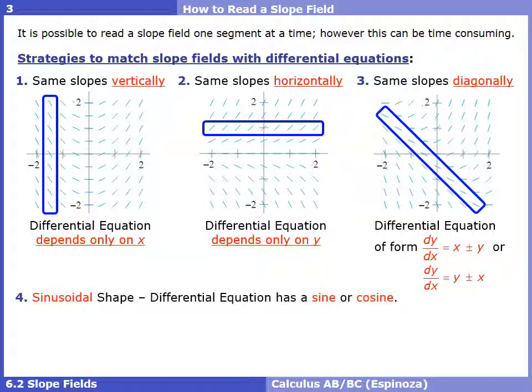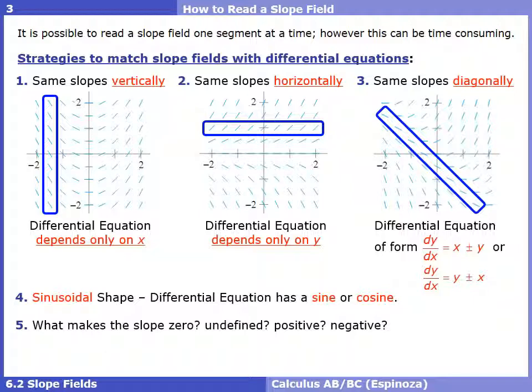One other little trick that might help you in identifying these slope fields is what if you see a sinusoidal shape? Well, I think without having a picture here, hopefully you remember a sinusoidal shape is just this wavy shape. If you see that general wavy shape, that differential equation will either have a sine or a cosine in it, depending on some specific points that might help you identify which it might be.